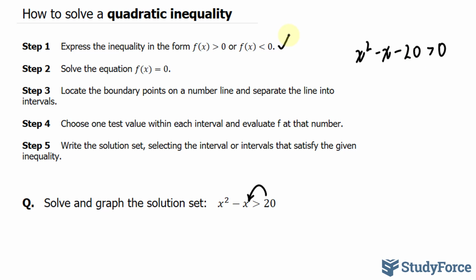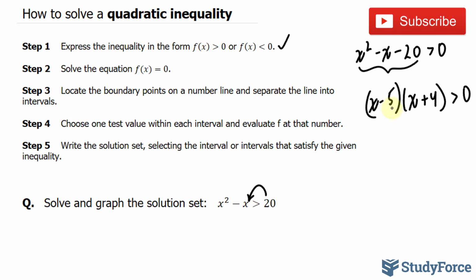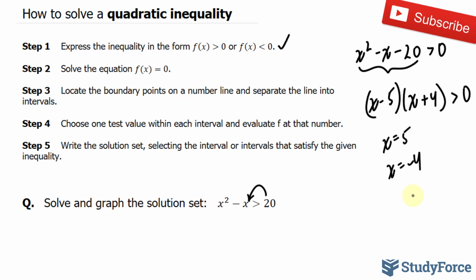In step number 2, they want us to solve the equation. This right here is a quadratic, and what we can do is factor by trial and error. What two numbers multiply to negative 20 and add to negative 1? The answer to that would be 5 and negative 4. So we can rewrite this part as x minus 5 and x plus 4. The left side is greater than 0, and according to step number 2, we solve. So we will set this equal to 0. This gives us x is equal to 5 and x is equal to negative 4.